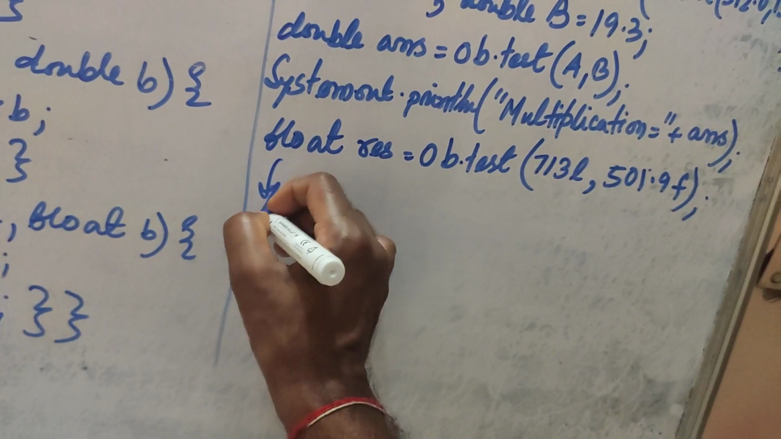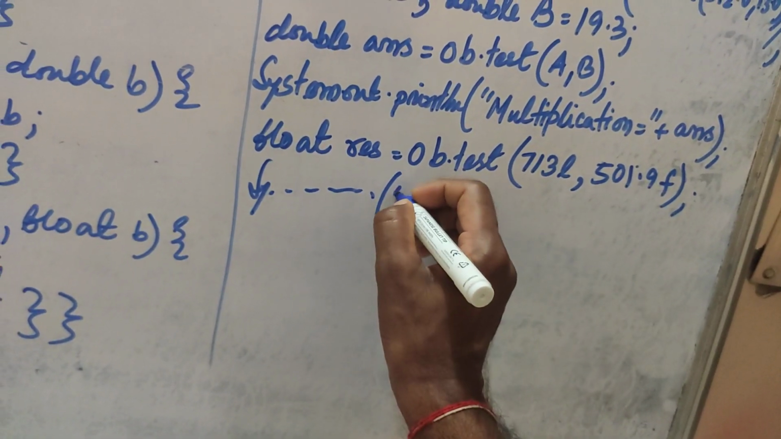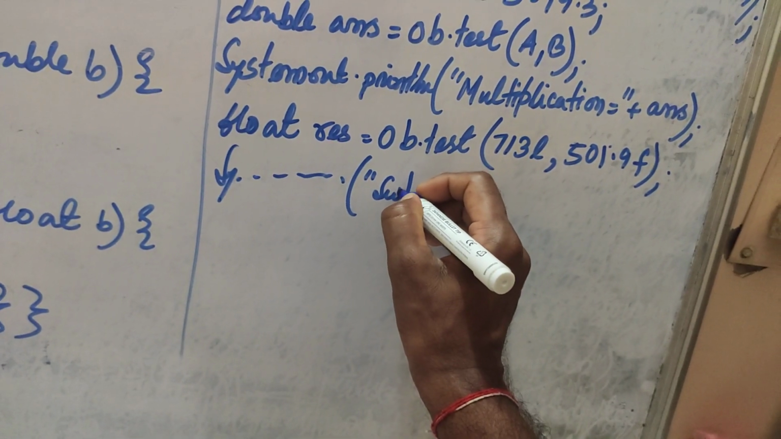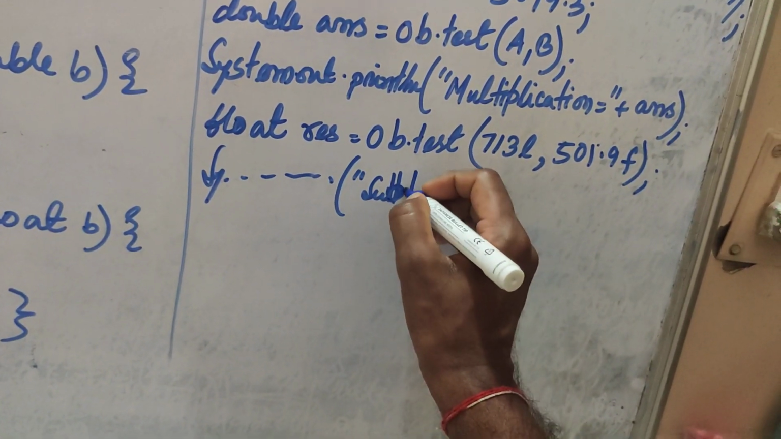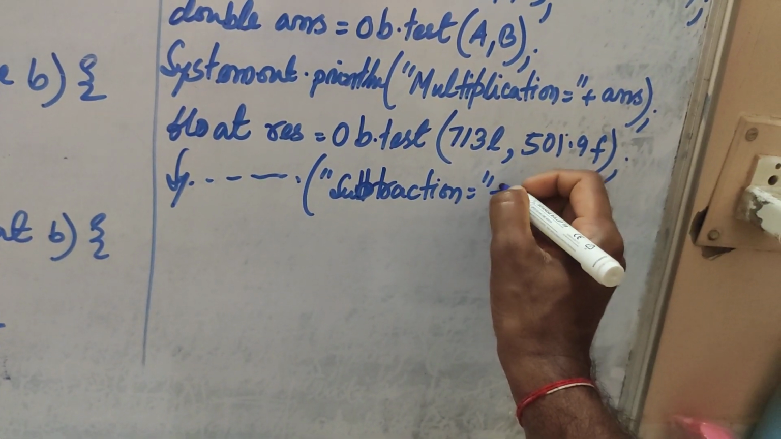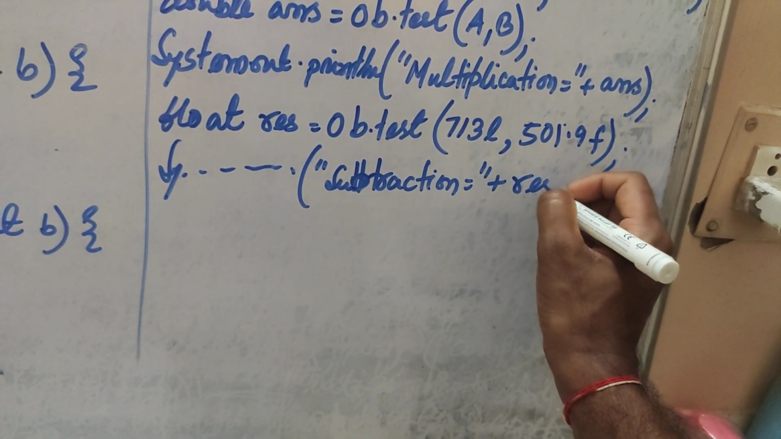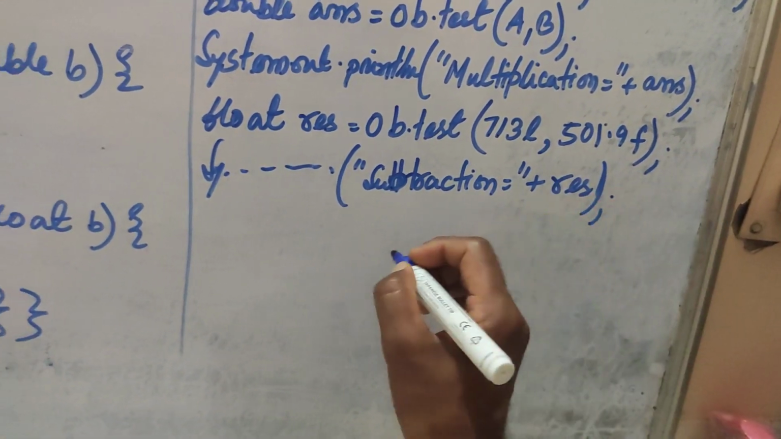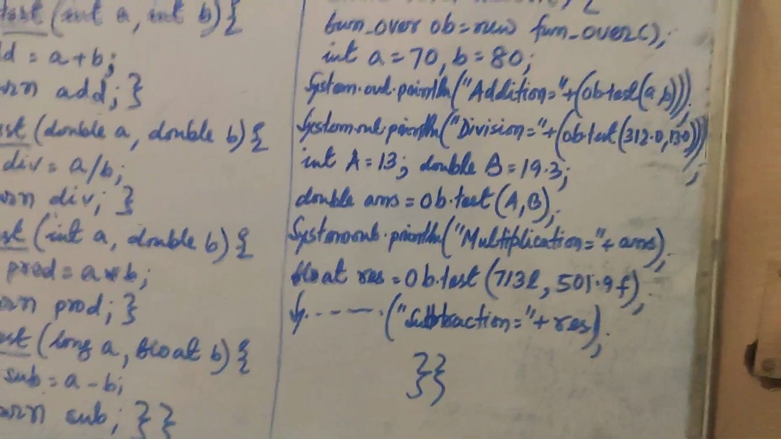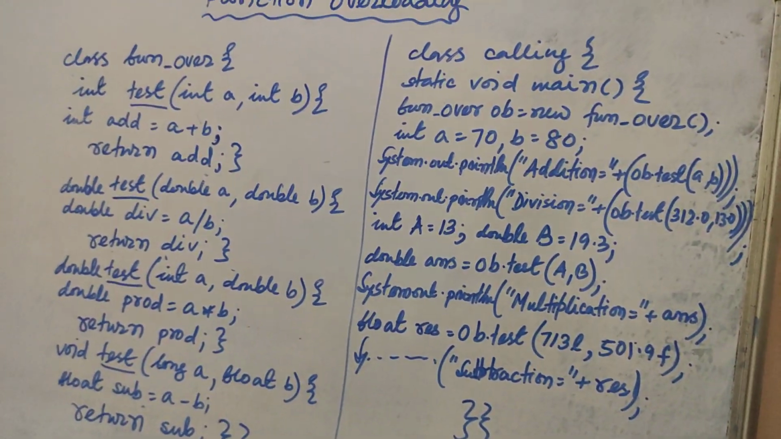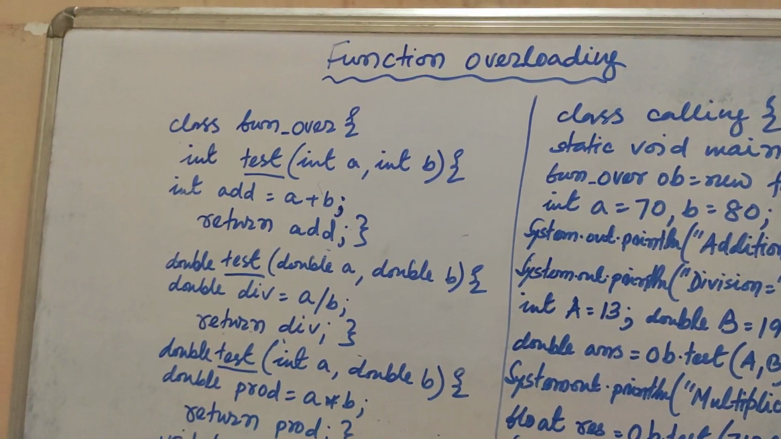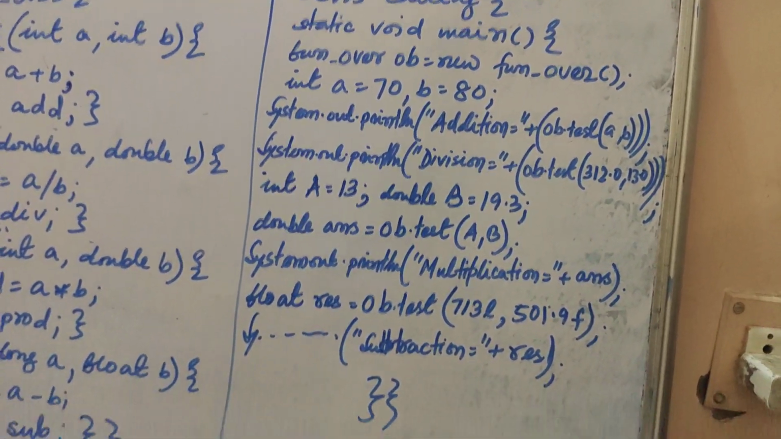Now system dot out dot println, this is that subtraction equal to plus, that is. Okay. This also one process, that way also you can. So this is pure function overloading, pure one. If I want to call, then this is the process.